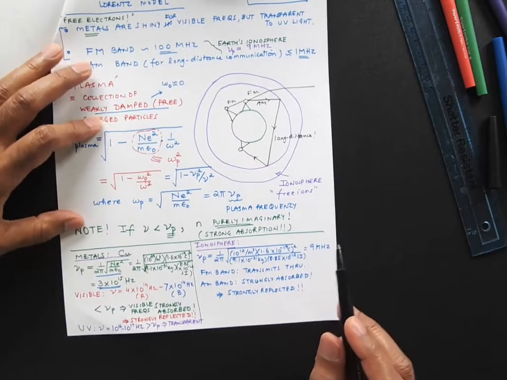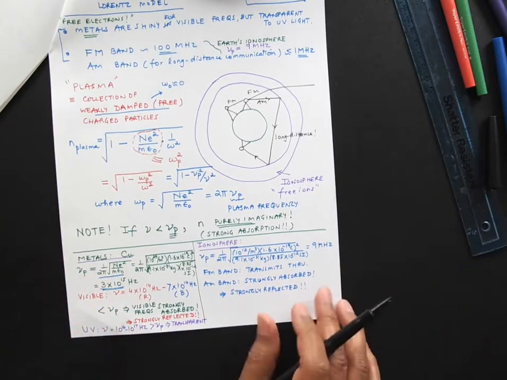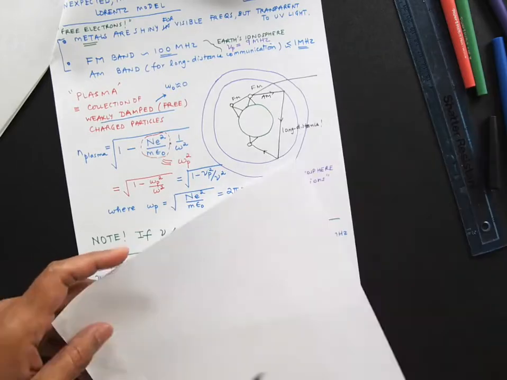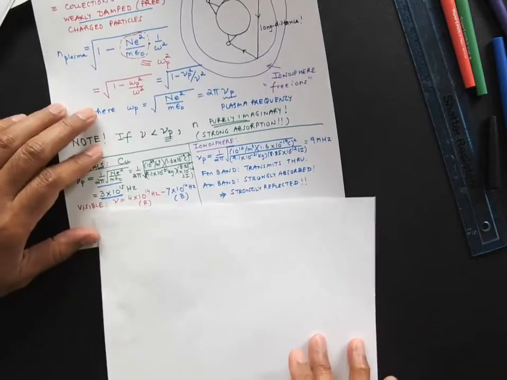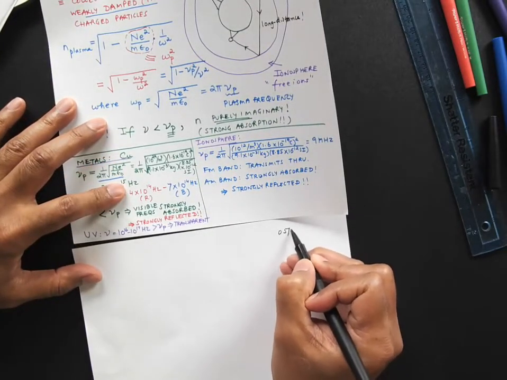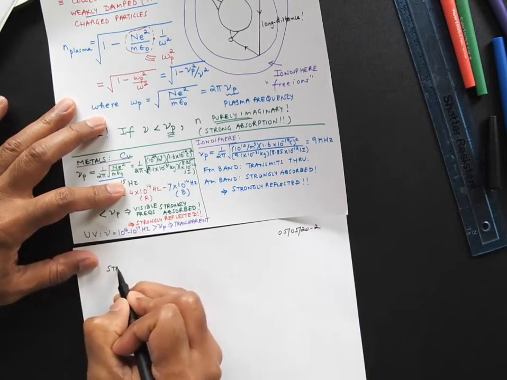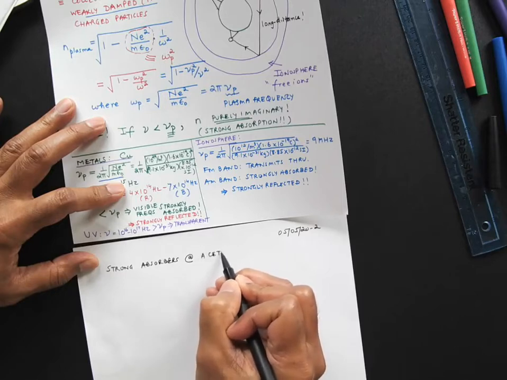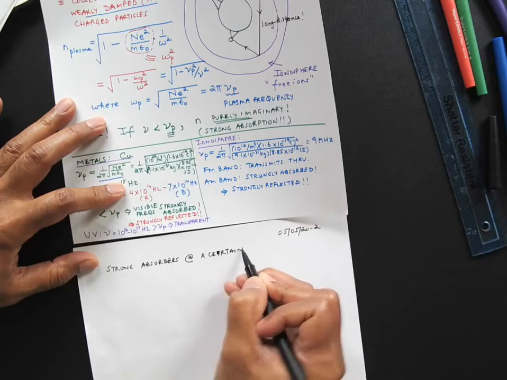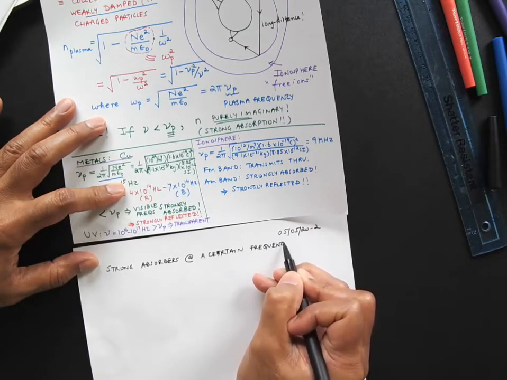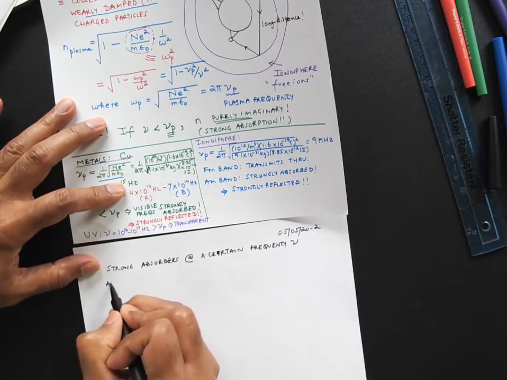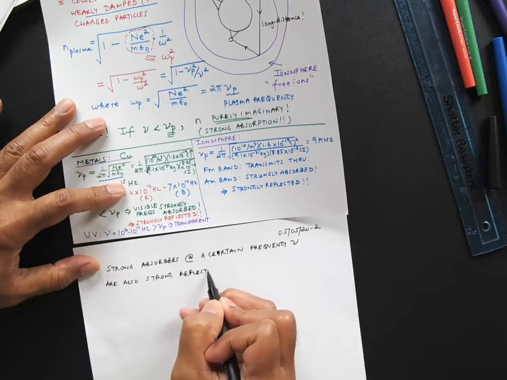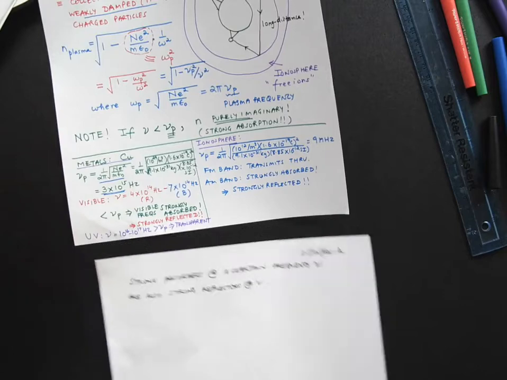Now, I've been continually saying that strong absorbers are strong reflectors. So let me just try and prove that with a demo. And also, what do I exactly mean by that? So this is: strong absorbers at a certain frequency nu are also strong reflectors at nu. Because this is a remarkable thing. It comes right out of Maxwell's equations. Okay? So what does this mean?